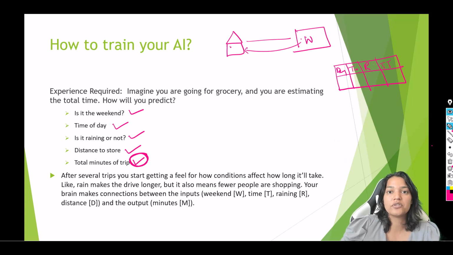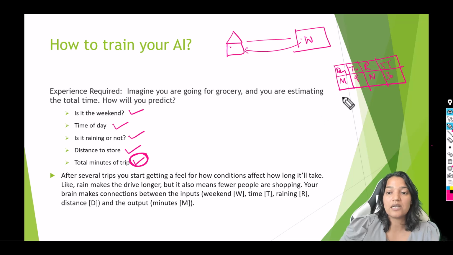Every day, on a given day, if it's a Monday, you went at 9 o'clock. Now you know that weekdays is not when people actually go for grocery. People prefer going for groceries, the majority of people go on weekends, right? And it was not raining that day, and it took you about 30 minutes in and out, coming back to the house, about 30 minutes to grab a milk.